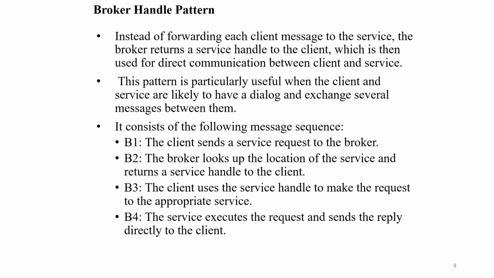Next is the broker handle pattern. In the broker handle pattern, the broker initializes the communication and then facilitates a direct communication between the client and the server. The broker provides a service handle to the client. In this way, the network performance is increased by removing the extra level of redirection of messages. Location transparency is maintained as the handle provided by the broker to the client at the beginning of the communication takes care of the service location. This pattern works very well when there is heavy communication between client and service, and we also want to keep the message traffic as low as possible.